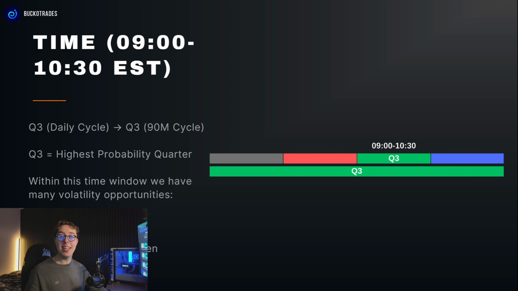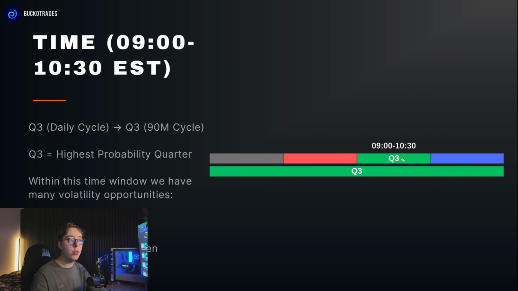So 9 to 10:30 a.m. in Eastern Standard Time, which is New York AM time. Wait, New York AM? Just New York time, sorry. But it is within the New York AM session. That's why I said that. So the reason why I chose this timing is obviously it is a 90-minute quarter. It is Q3, but it lands perfectly within Q3 of the daily cycle. So it's Q3 daily cycle, Q3 90-minute cycle. As you can see, Q3 within Q3.